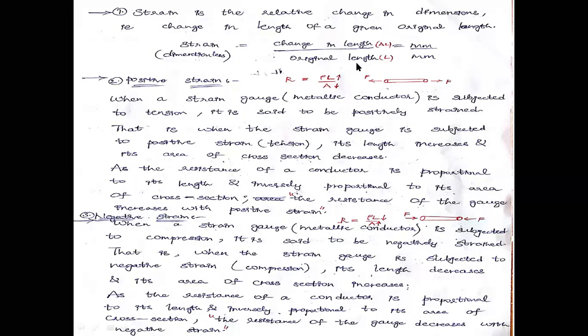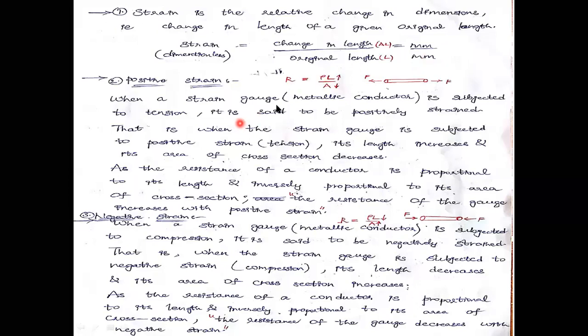Here, just an overview of whatever things we have learned yesterday. That is strain. What is strain? Strain is the relative change in the dimensions. Those dimensions are lengthwise dimensions. That is the change in the length of the given original length. Strain is actually dimensionless. This is the change in the length to the original length. Both are in millimeters only.